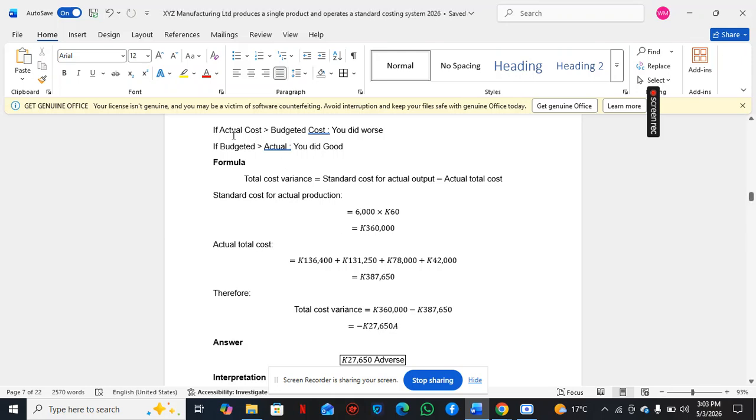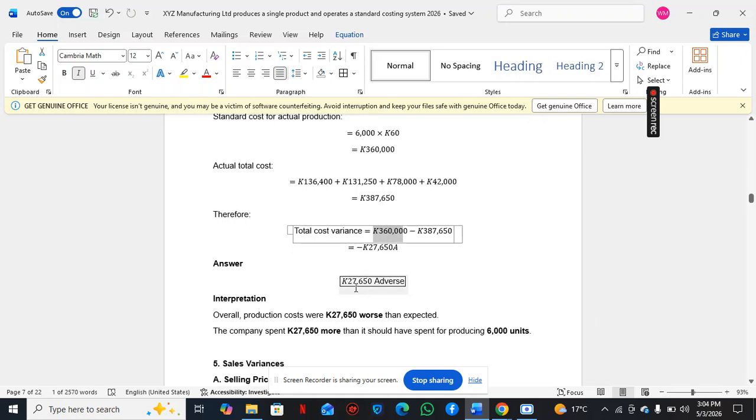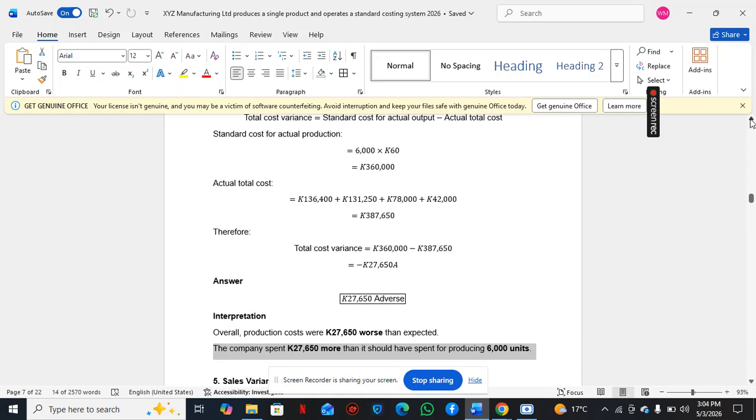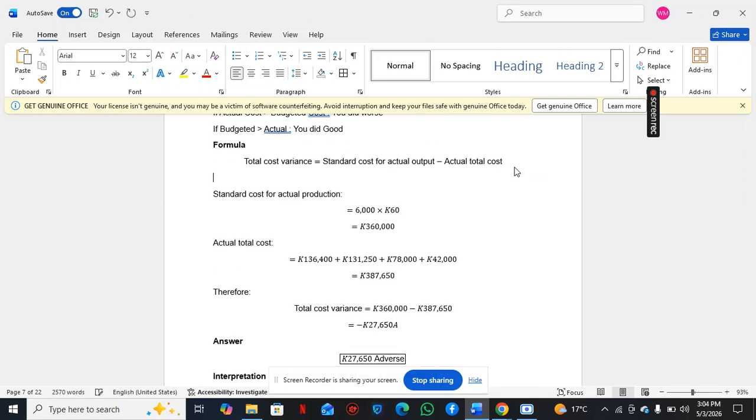As I said earlier on, if your actual is greater than your budgeted or your standard, you did worse. And in this case, our actual was greater than the standard, so we did worse by 27,650. So how do we interpret that? The company spent 27,650 kwacha more than it should have spent for producing 6,000 units.